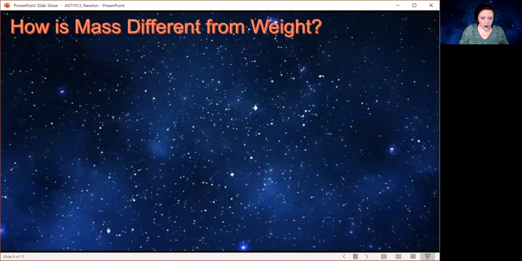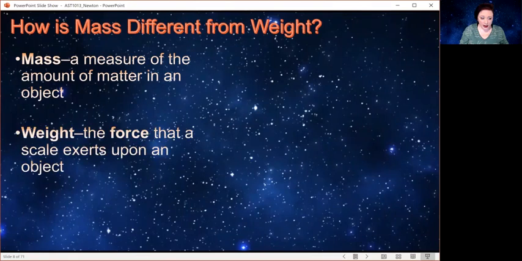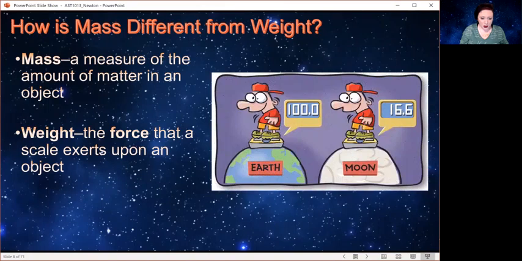So let's shift gears now and talk about why mass is different from weight. Mass is a measure of how much stuff there is in an object. So my mass is how much stuff am I made of? Weight, on the other hand, is the amount of force that a scale exerts upon an object. So if I'm standing on a regular weighing scale, it is the force of gravity that's pulling me down. Gravity is pulling me down, and I'm exerting a force, and it's related to my mass, but it's not the same thing.